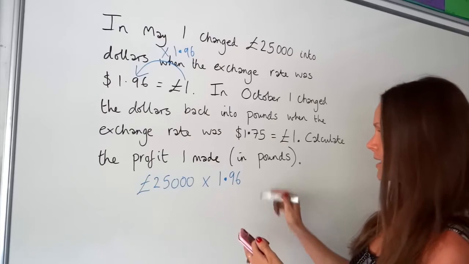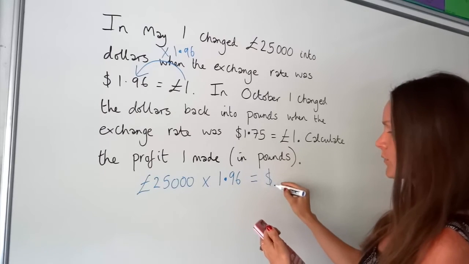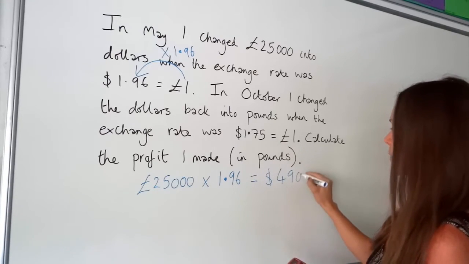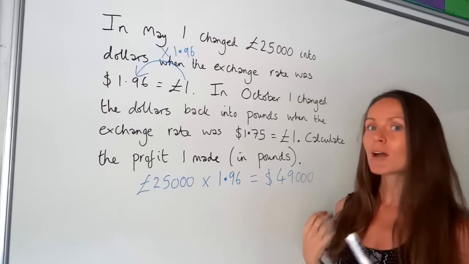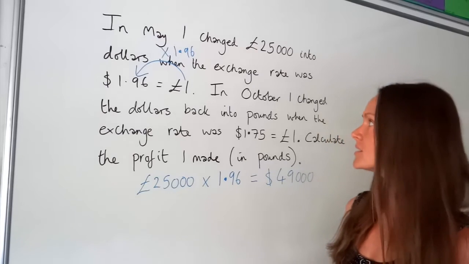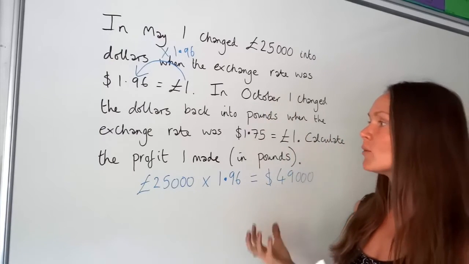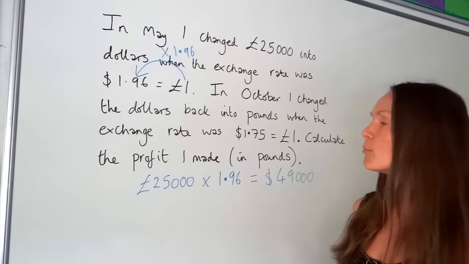That gives me a nice whole number. So I've got $49,000, okay? So this is how much I've got now in dollars. I'm going to hold on to that money until October. And now I'm going to change it back into pounds.